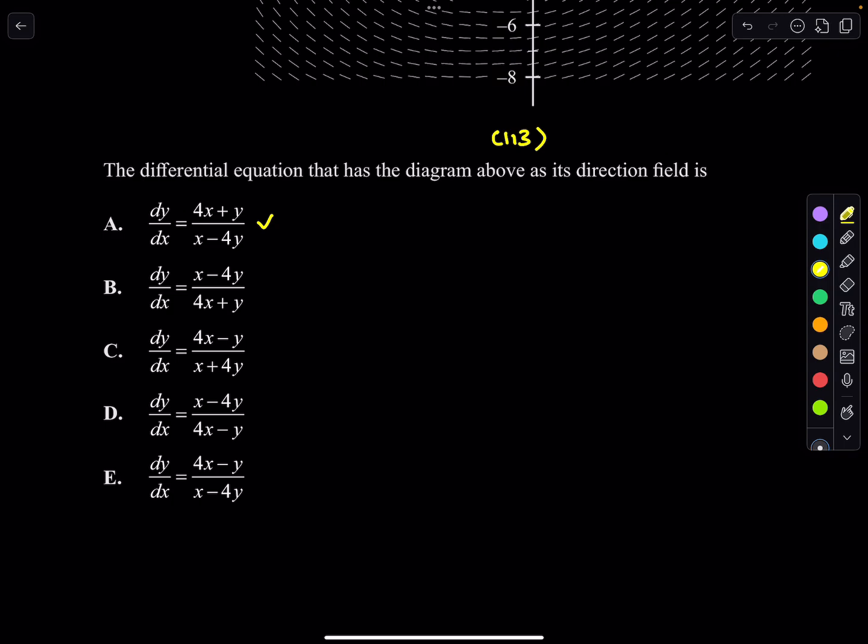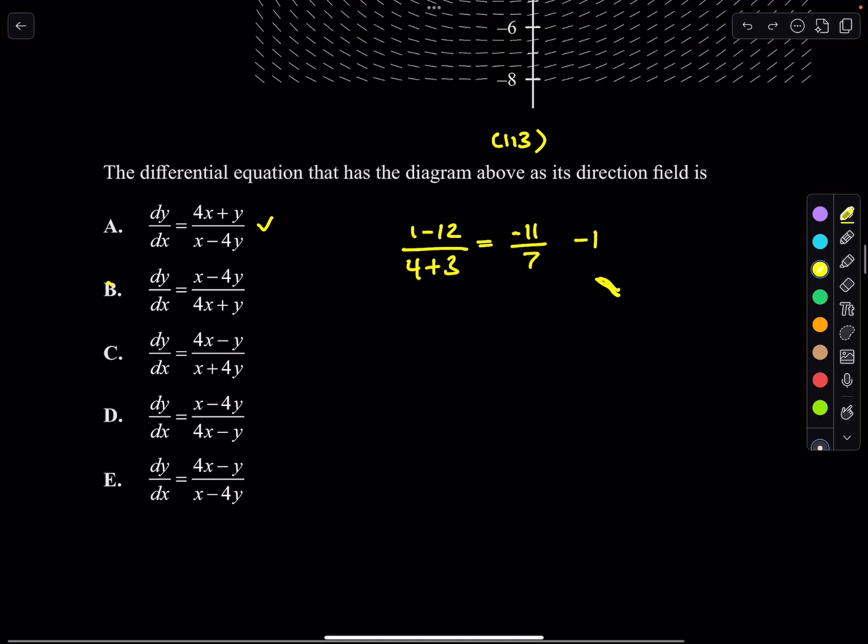Let's try B. Also sub that in there. 1 minus 4, 8, 12. So 12 over 4 plus 3, which is negative 11 over 7. This is actually like negative 1 point something, which should be a down gradient. It shouldn't be like a horizontal line. So that's not right. Let's check the other ones.